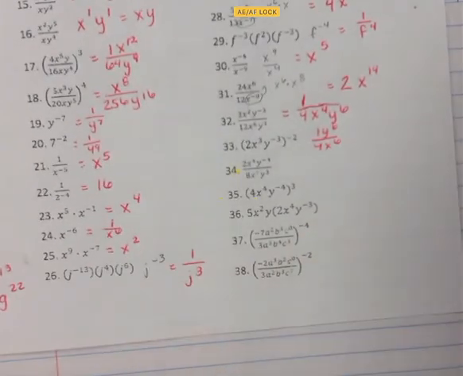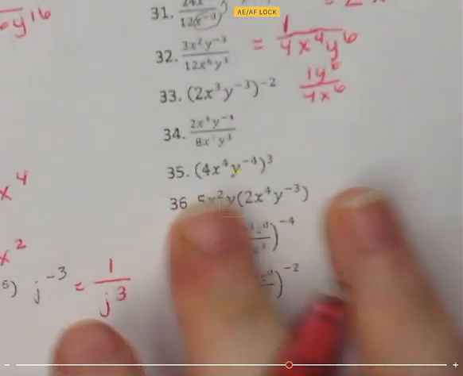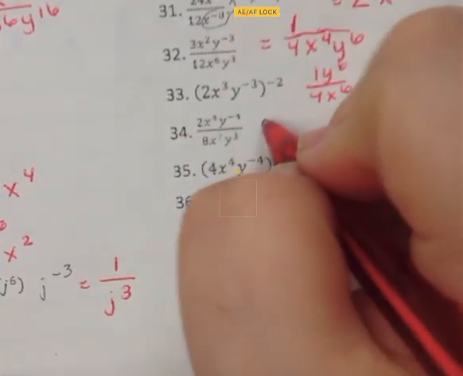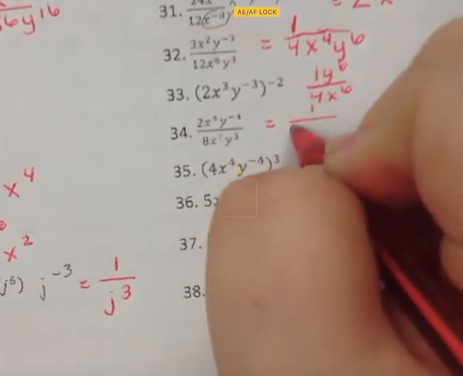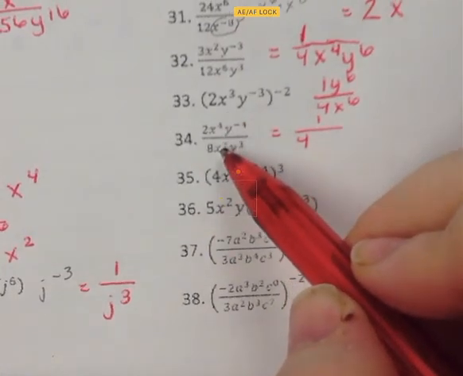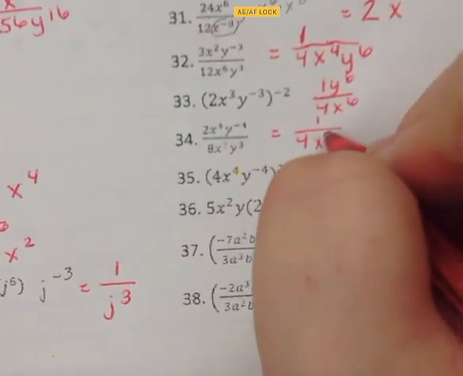Number 34. Focus on your numbers. We have 2 divided by 8. 2 divided by 8 is equal to 1/4. We have x to the 4th divided by x to the 7th. The 7 is bigger, so we have x on the bottom. 7 minus 4 is 3, so x cubed.